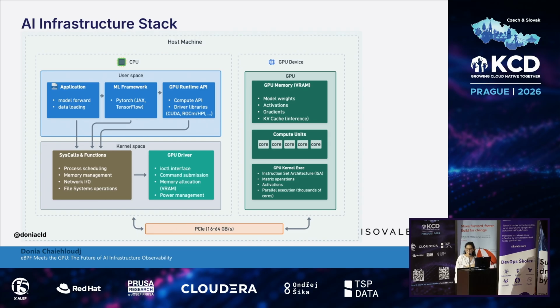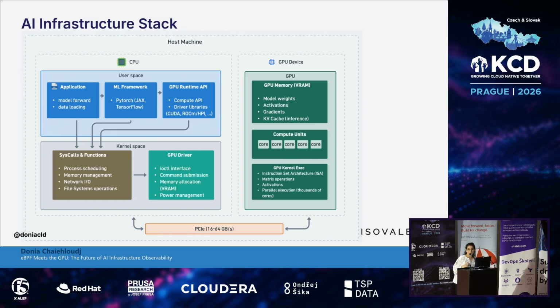And then we have the kernel space, and inside we have all the syscall functions like network access, memory management, network I/O, file system, all of that is running on your machine. And we have the GPU driver that is doing the command submissions to the GPU device. The GPU device is plugged to the CPU thanks to, here I took the example of PCI Express, but it can be other transport.